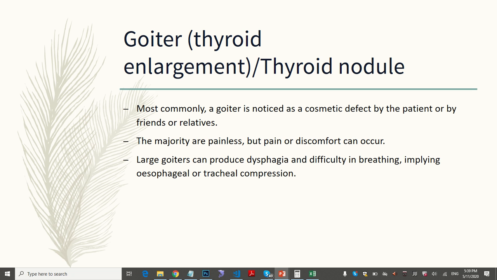Most commonly a goiter is noticed as a cosmetic defect by the patient or by friends or relatives. The majority are painless, but pain or discomfort can occur. Large goiters can produce dysphagia, difficulty in swallowing, and dyspnea, difficulty in breathing, implying esophageal or tracheal compression.